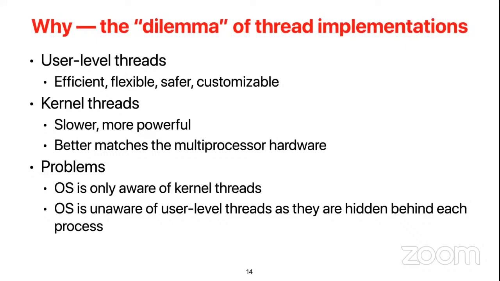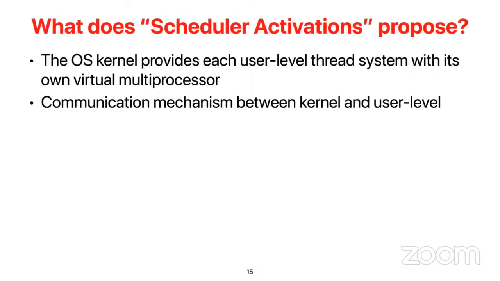So here's the dilemma. The conventional operating system is only aware of kernel threads or unaware of all the threads. Can we have some kind of intermediate? That's the concept that scheduler activation tries to propose. It's trying to resolve the issue that the operating system kernel only provides a virtual processor for a process, because in a conventional operating system, each process can only own one processor.